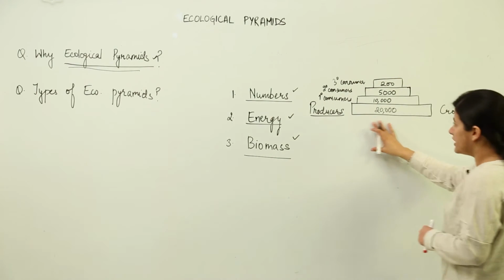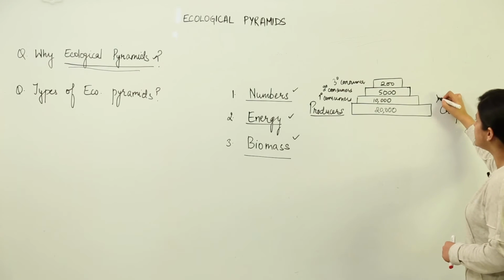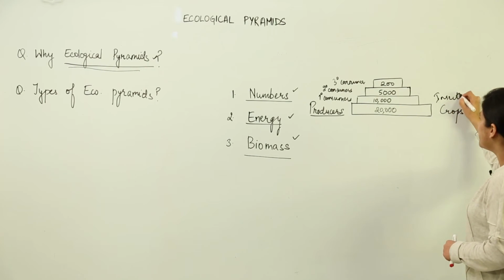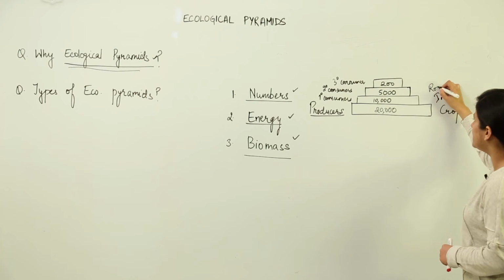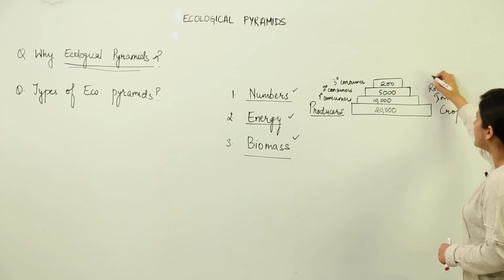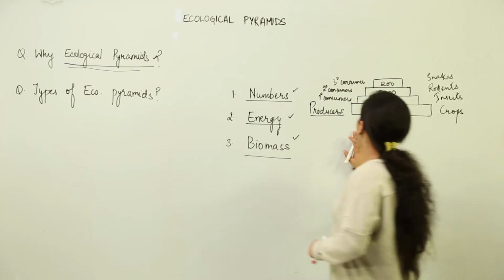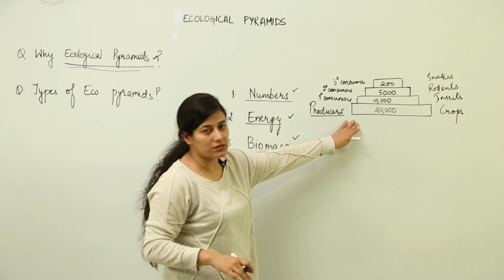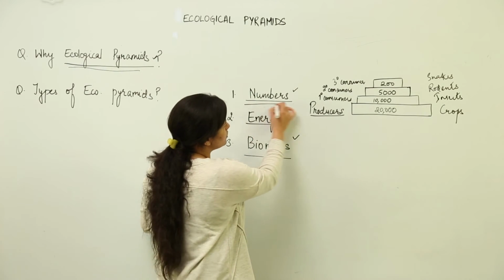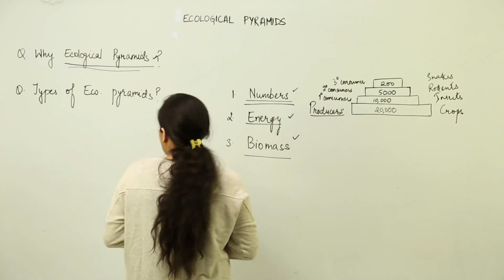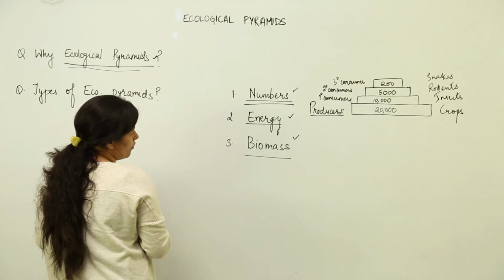So this happens to be the number of crop plants. These are insects which feed on that. Then we have the rodents which are feeding on these insects, and then we have snakes. So you get to understand the composition of an ecosystem in terms of number. So we have ecological pyramid of numbers. Now supposedly I have to talk about the pyramid of energy.